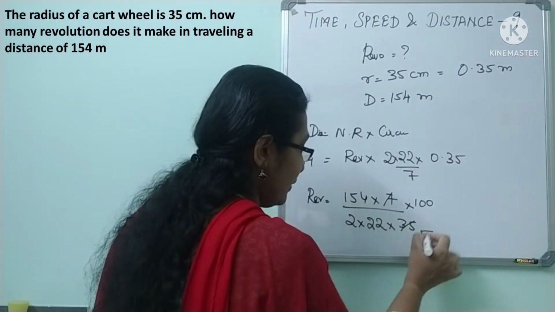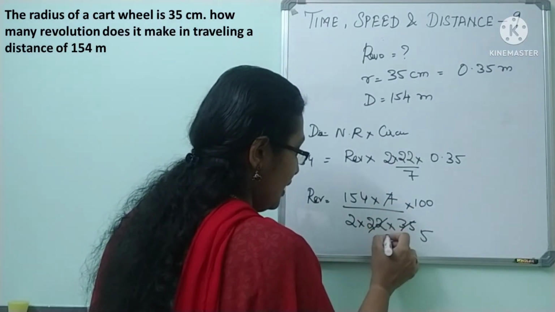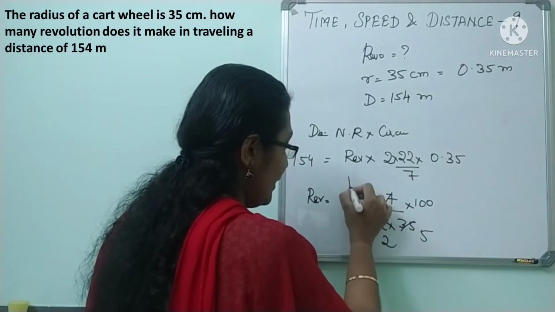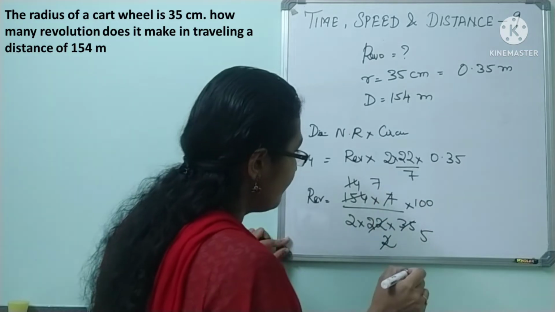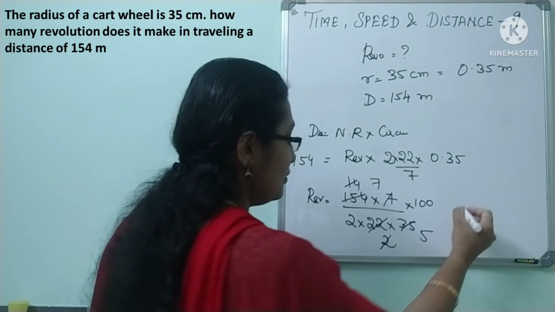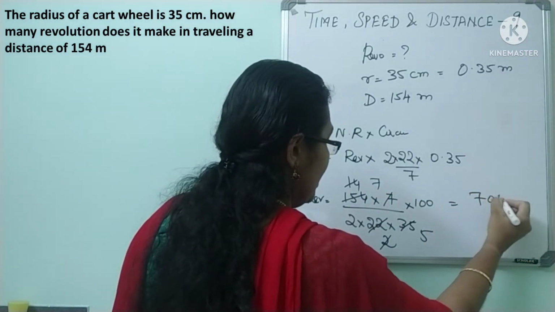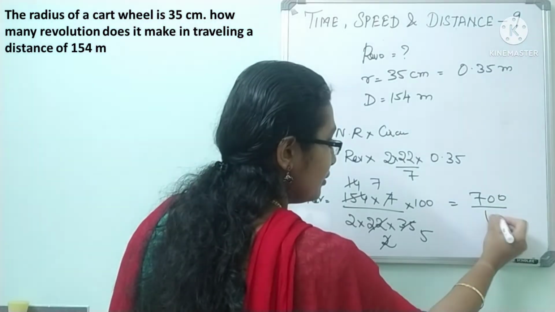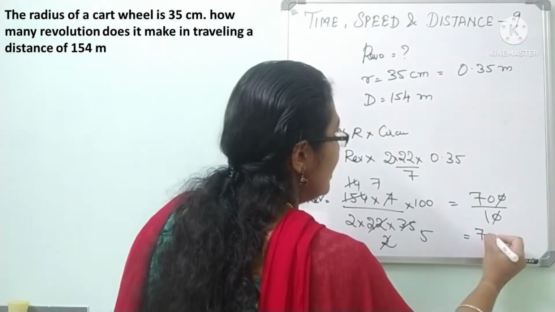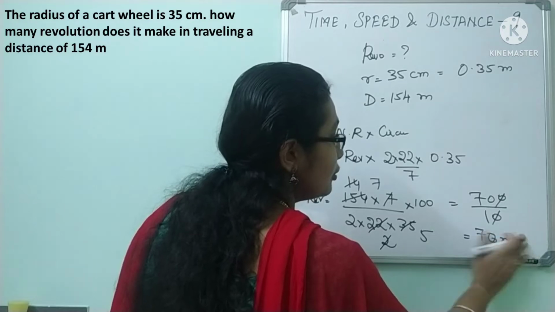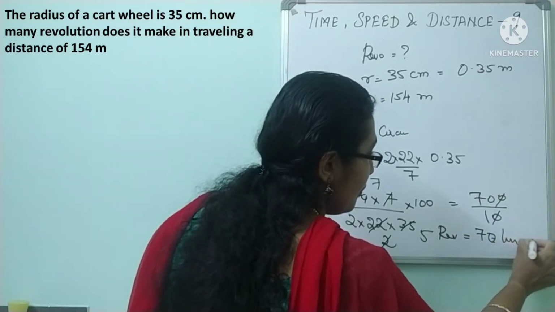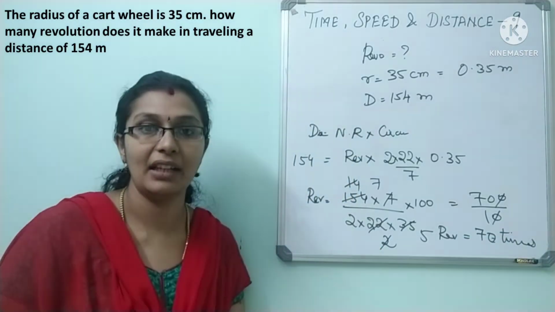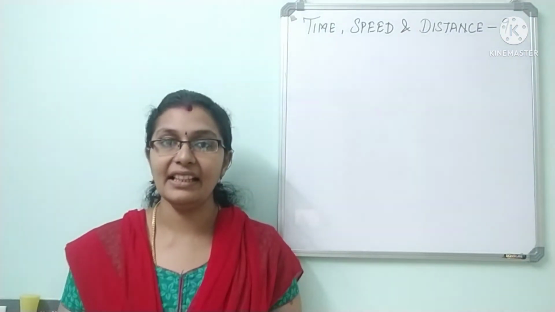7 5s are 35, and 11 2s are 22, 11 1s are 11, 11 4s are 44, 2 7s are 14. Anything else? So 700 divided by 10 is equal to 70. Not meter, this is revolution. 70 times. Okay, so how many times is it revolving? 70 times. Clear? Yes. See the next question.